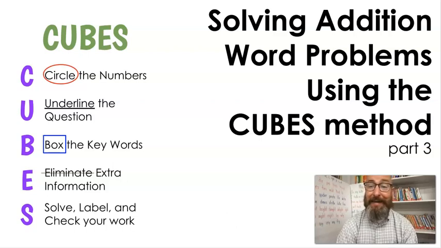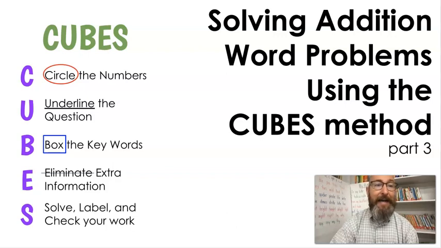We are going to be looking again at solving addition word problems using the cubes method. As we get started, let's go back over what cubes stands for. C is circle the numbers. You can say it with me if you already know. U means underline the question. B, box the keywords. E, eliminate extra information. S, solve, label, and check your work.